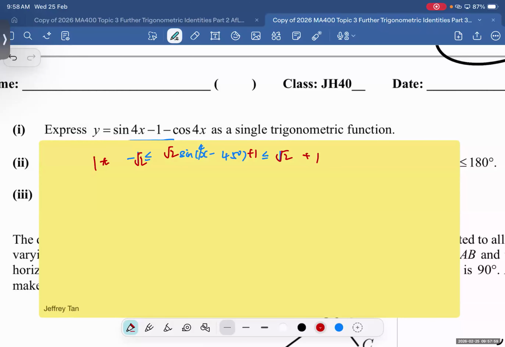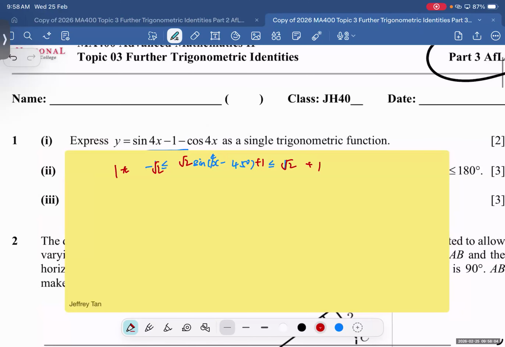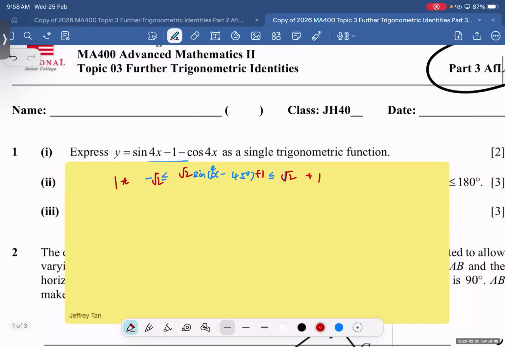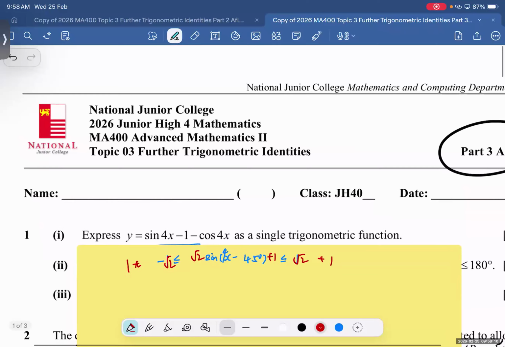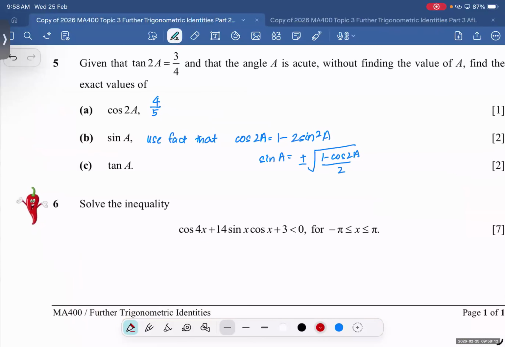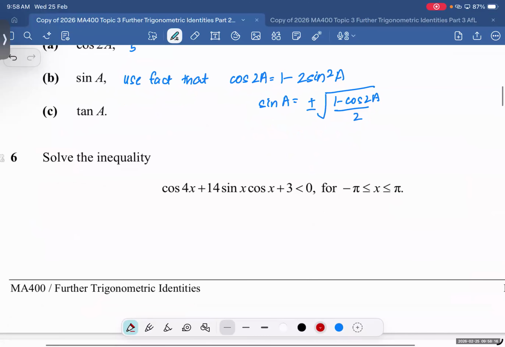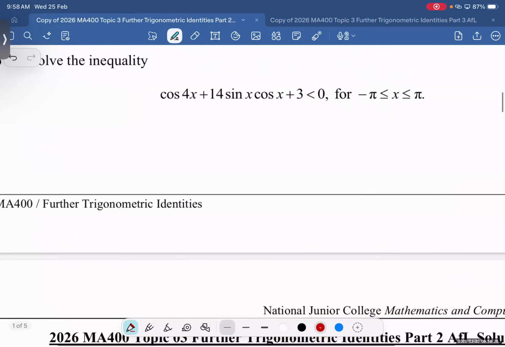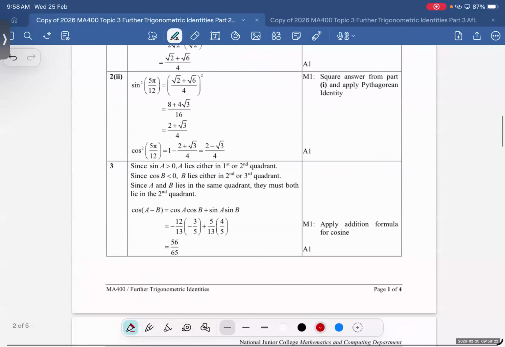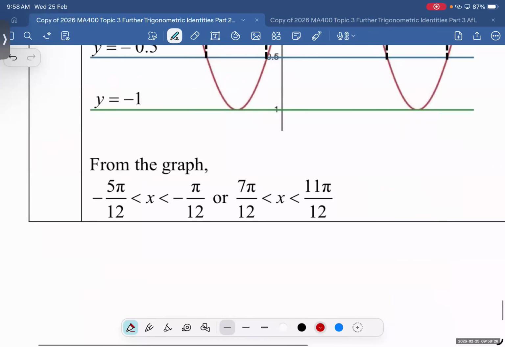AFL2, Question 6. Question 6 AFL2 is very difficult. Just make sure you got this. It's 4x and it's from minus pi to pi. The answer is none other than this. Yes. Negative 5 pi to negative pi, 7 to 11 pi. Okay.